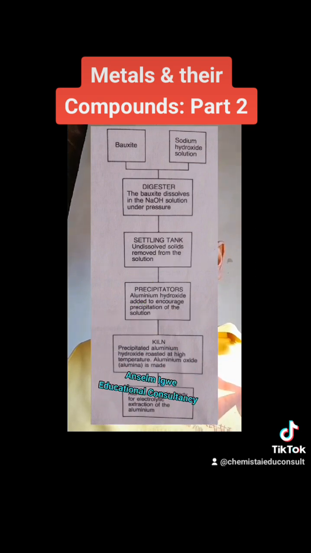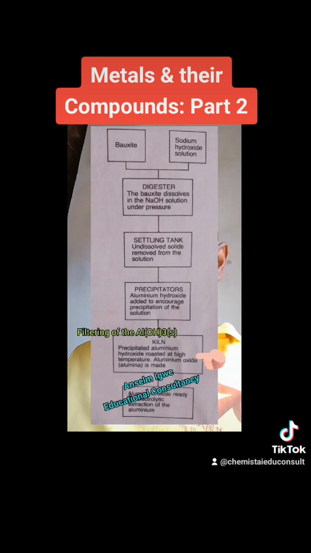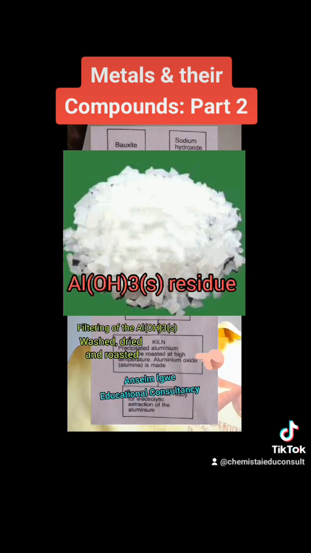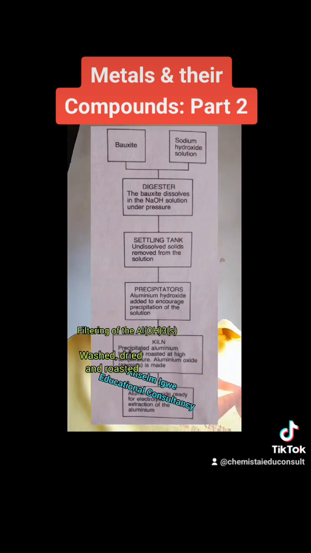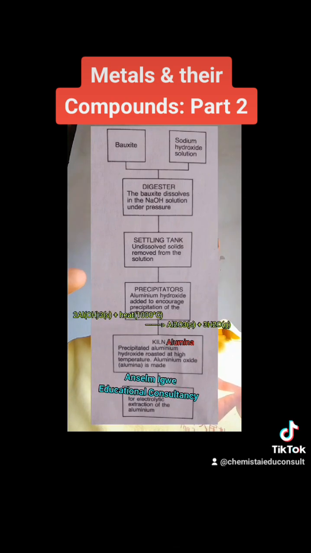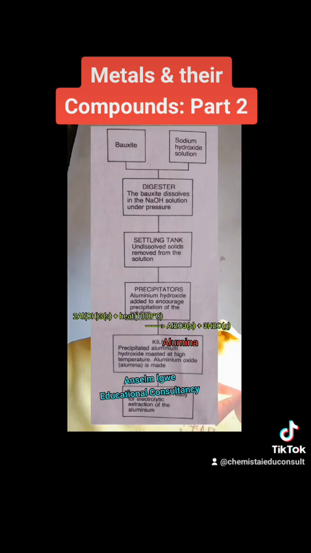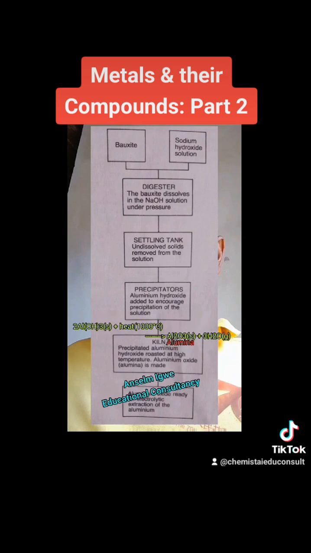Now, after this, we go to the kiln. Here, the precipitated aluminium hydroxide is filtered off because it's insoluble now. So it will be filtered off, washed, dried, and roasted. This one is not roasting of corn. Roasting in this sense means heating strongly. And this time around, the heating is at about 1000 degrees Celsius in order to remove water of crystallization and finally give us a deposit of pure alumina.